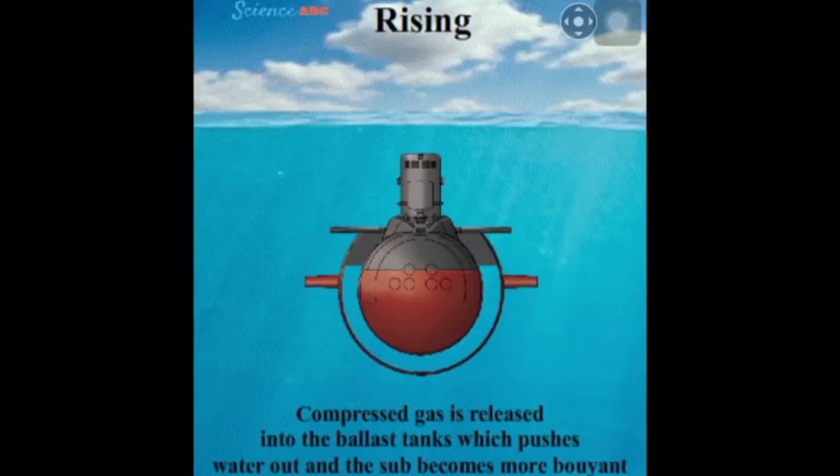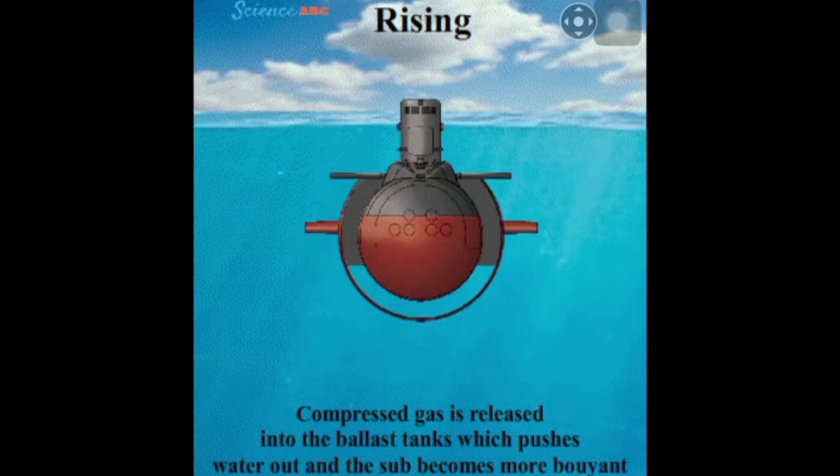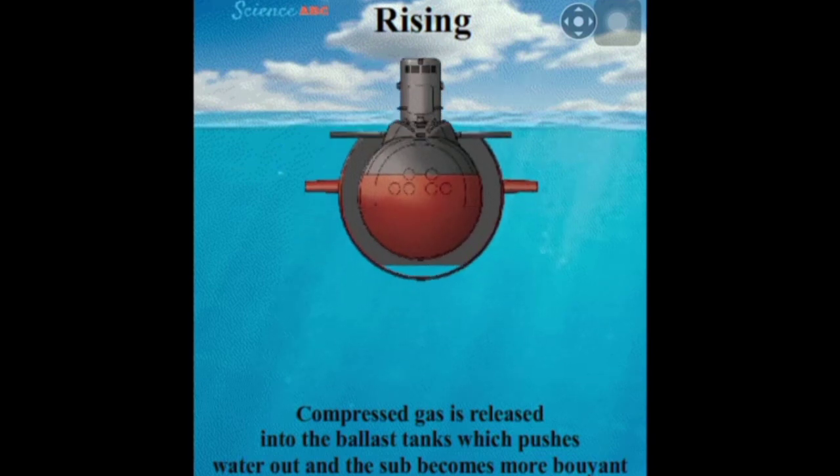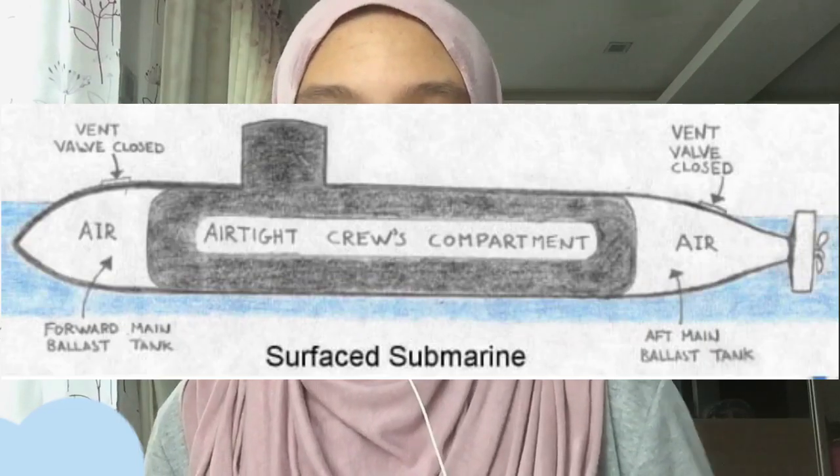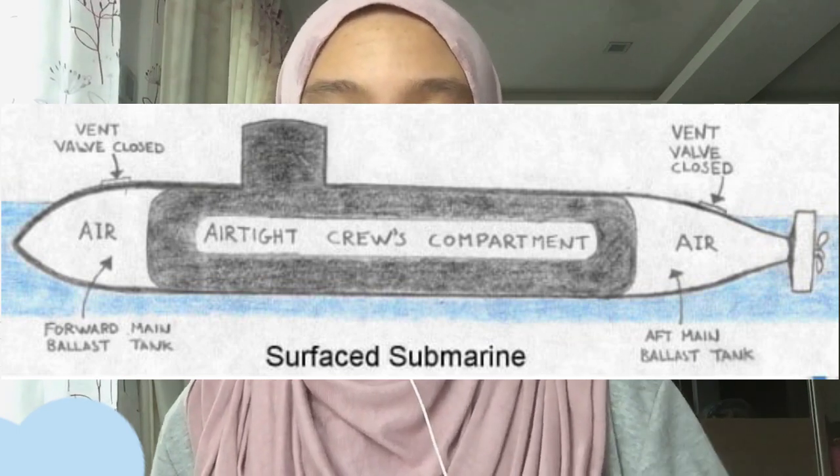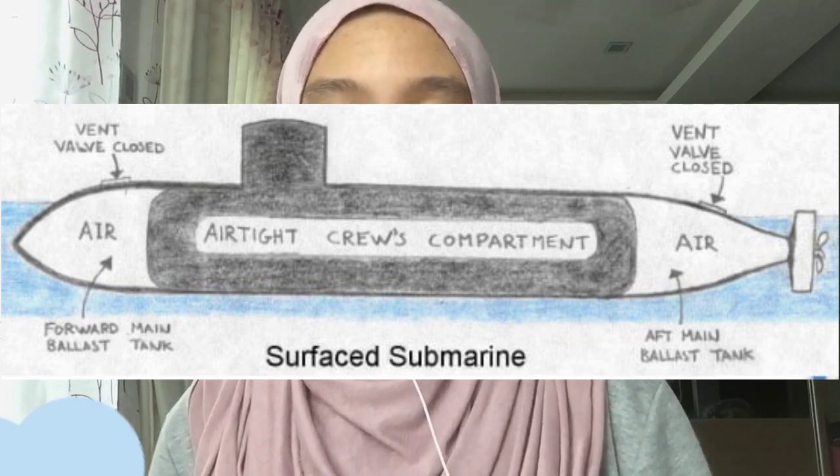So next, to float a submarine, water is forced out of the ballast tank with compressed air, thus decreases the density and weight of the submarine. So, when the buoyant force of the water is larger, the submarine will float.